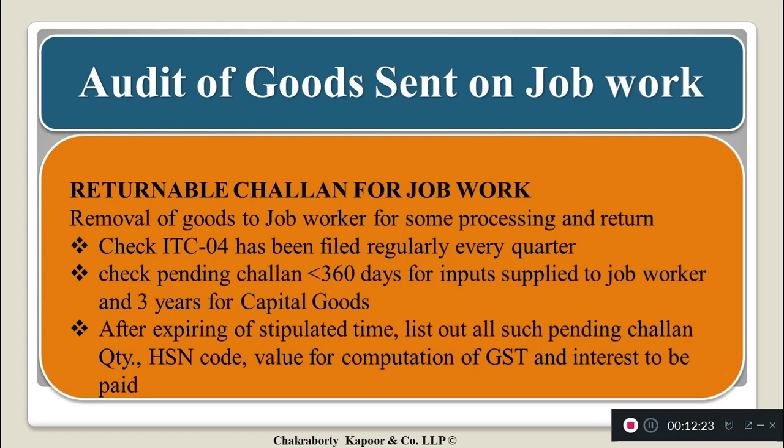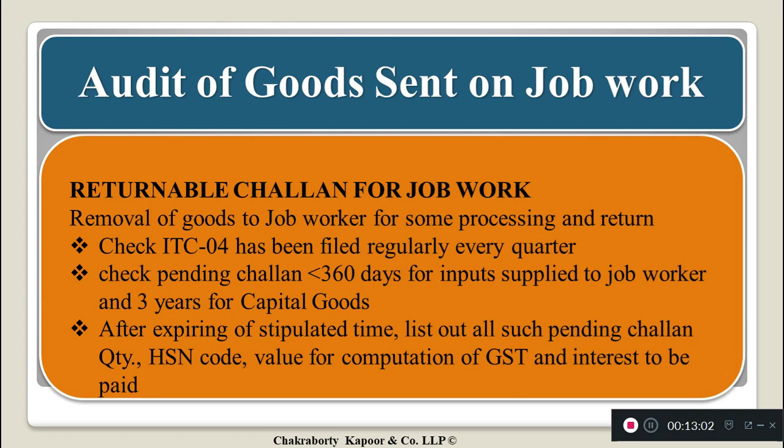Audit of goods sent on job work. We have to check returnable challan for job work. Check ITC-04 has been filed regularly every quarter. Check pending challan is less than 1 year for inputs supplied to job worker and 3 years in case of capital goods. Check whether stipulated time for return of goods sent on job work has expired. If stipulated time, that is 1 year in case of inputs sent to job worker for processing and 3 years in case of capital goods, has expired, then list out all such pending challan.